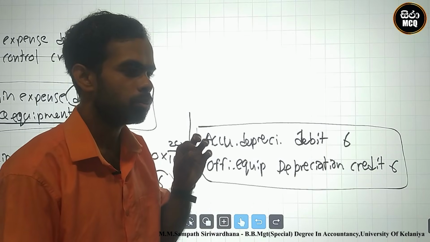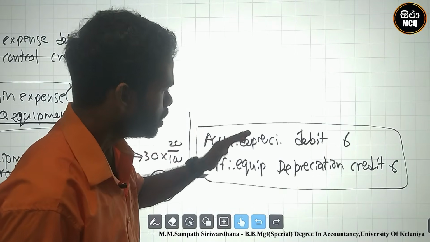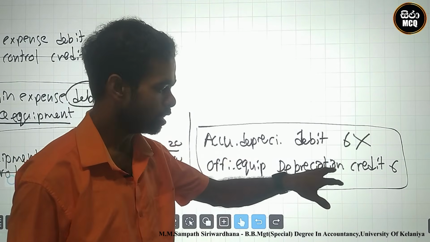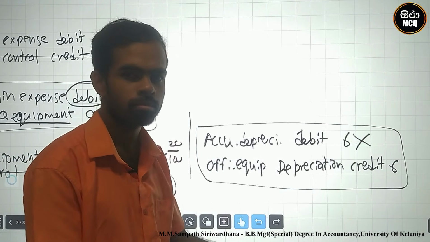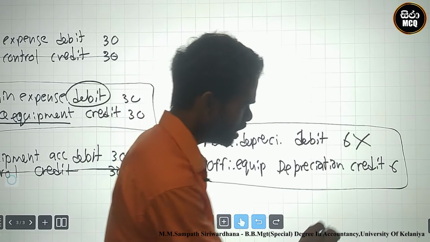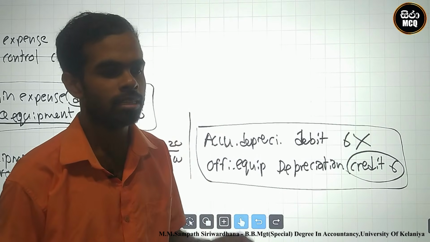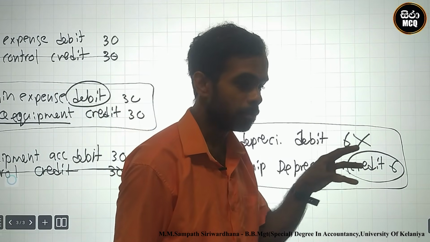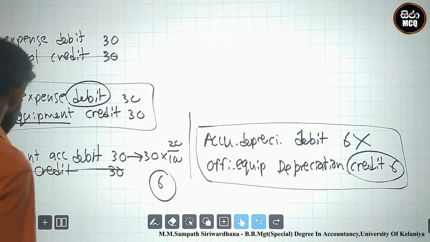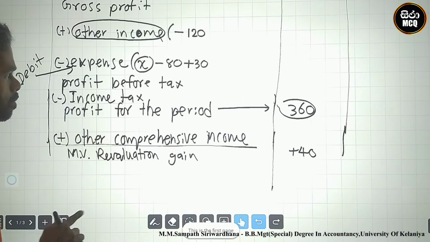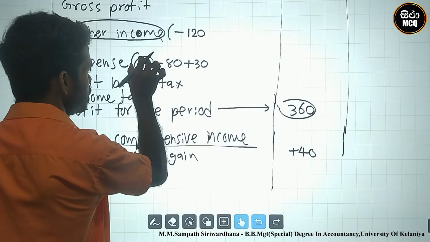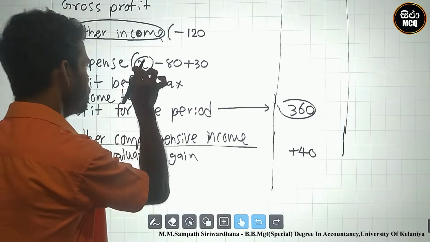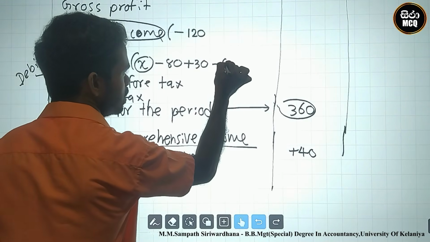Therefore, what is the impact to profit for the period? Accumulated depreciation is an asset. This has no impact on profit. Depreciation expense is an expense. Depreciation expense credit means depreciation expense should be eliminated. Therefore, I eliminate this depreciation expense from the expenses. The 6 must be eliminated from the expenses. Depreciation expense of 6 was included in the expenses. Therefore, I eliminate this 6.